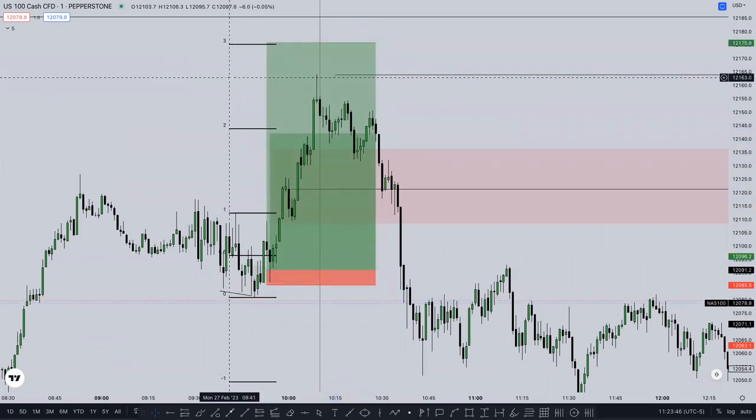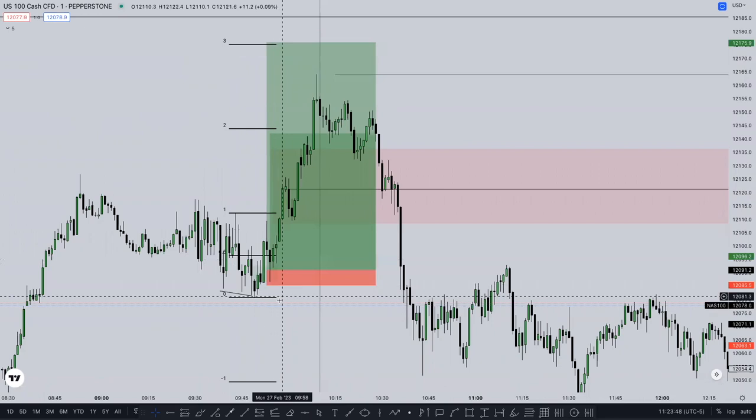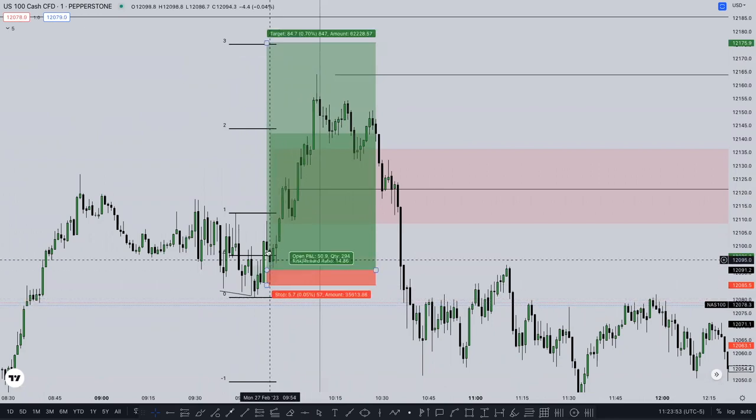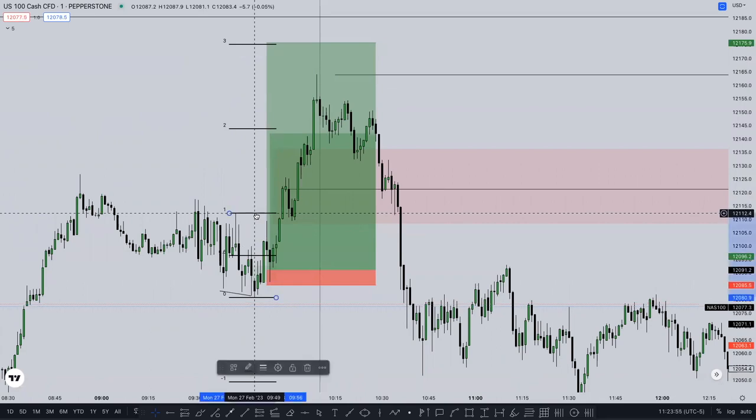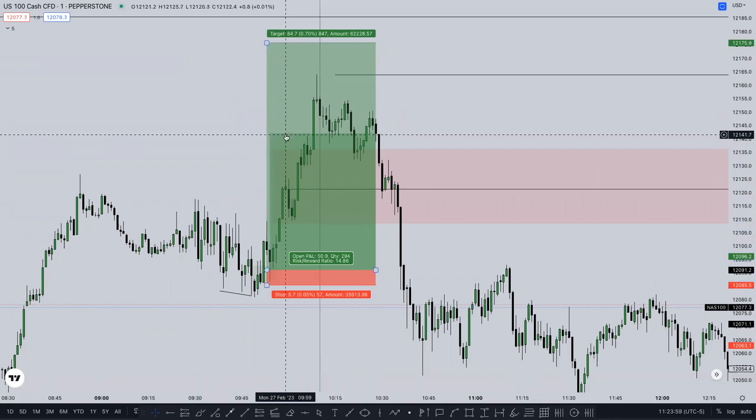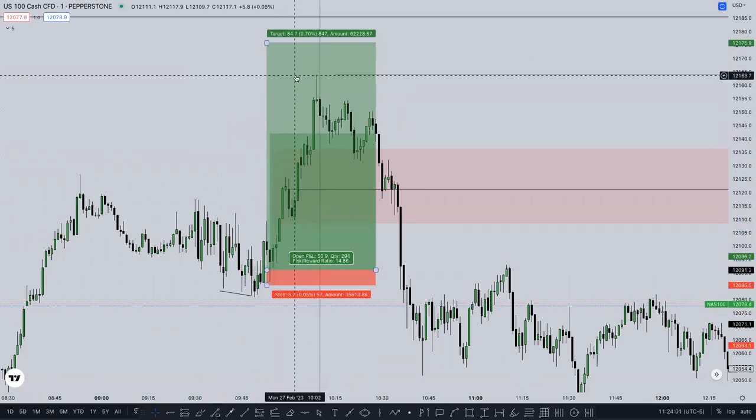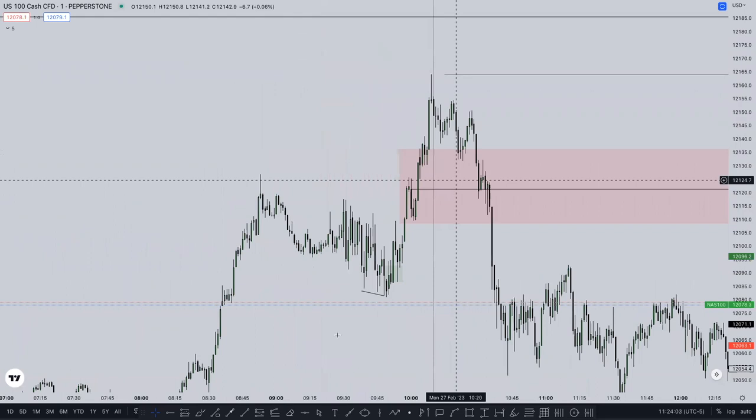Now, before any of you are complaining in the comment section saying, yo, it's ICT's, blah, blah, blah. Hell no. I've been using this for the past 2 years. Okay. It's all there in the public journal. All right. So that's a setup over there for this macro. Okay. Let's look at another one.